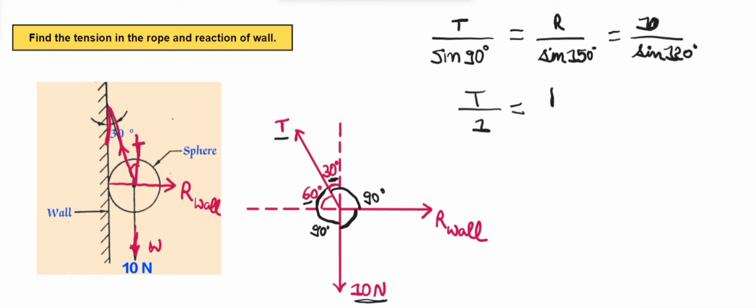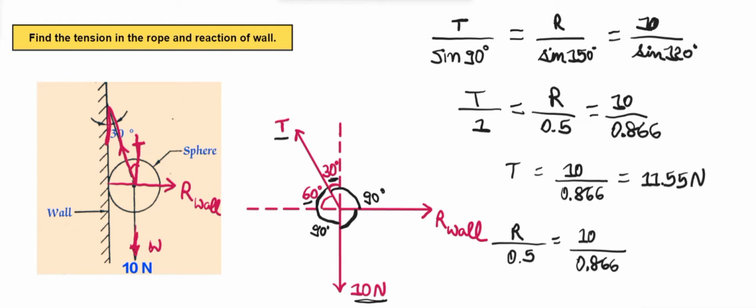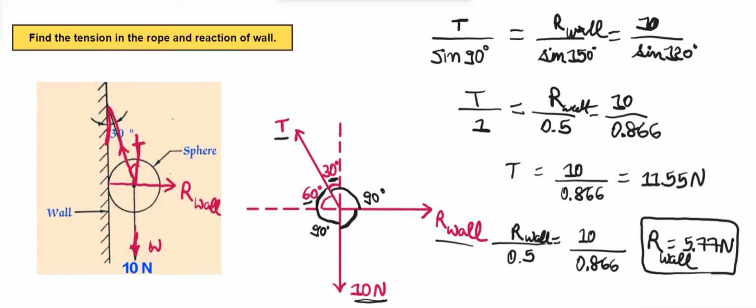We'll just write the values. T upon 1, R upon 0.5 is equal to 10 upon 0.866. Then we'll compare two values, which is T is equal to 10 upon 0.866. So we'll get T equal to 11.55 Newton, and R upon 0.5 will be equal to 10 upon 0.866. Therefore we'll get R equal to 5.77 Newton. So here we have got the reaction from wall, which is 5.77 Newton. You can write it as R wall everywhere. And we got tension, which is 11.55 Newton.